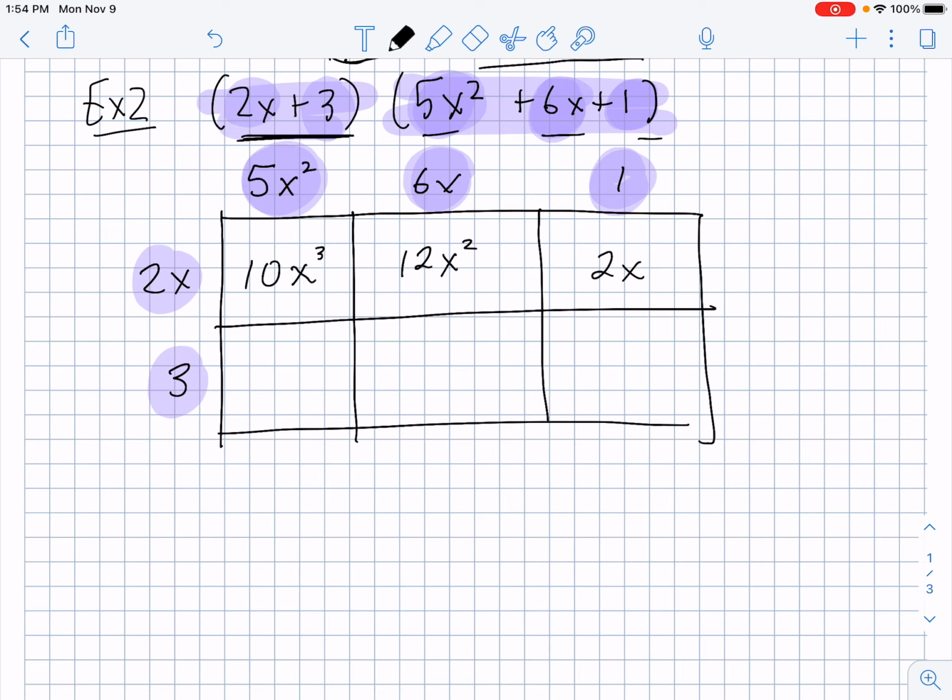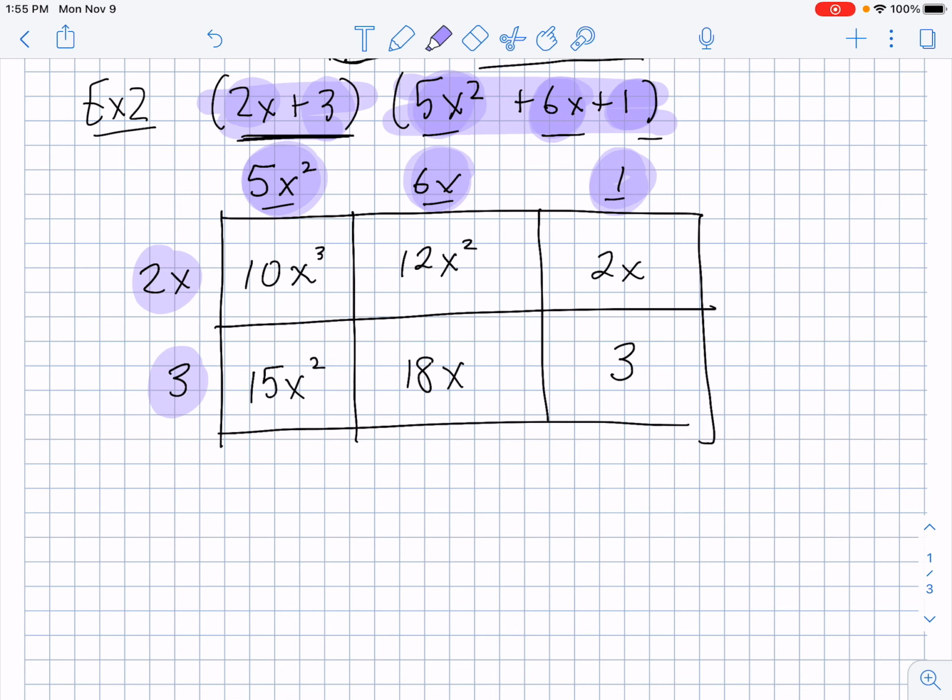Next, I'm going to multiply by 3. 3 times 5x squared, 6x, and 1. 3 times 5x squared is 15x squared. 3 times 6x is 18x. 3 times 1 is 3. And you'll notice that these numbers here go in descending order: 10x cubed, 12x squared, 2x. And that these ones here go in descending order: x squared, x to the 0.